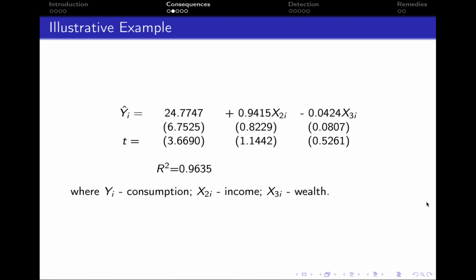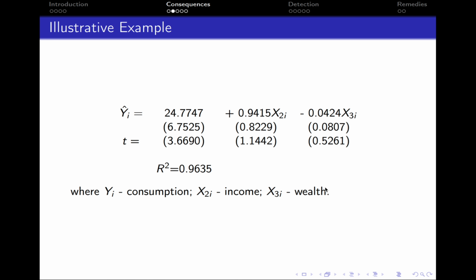Let's have a look at an illustrative example. Here we've got the regression results of consumption on X2, which is income, and X3, which is wealth. If you look at the t statistics, you will see that in the case of the slope coefficients, they are lower than 2, indicating that both coefficients are statistically insignificant, so they are not statistically different from 0. However, if you look at the coefficient of determination, you will see that it is very high. It's actually very close to 1.